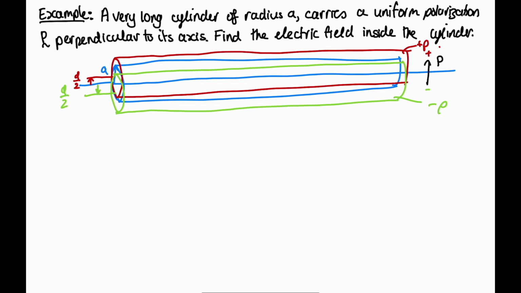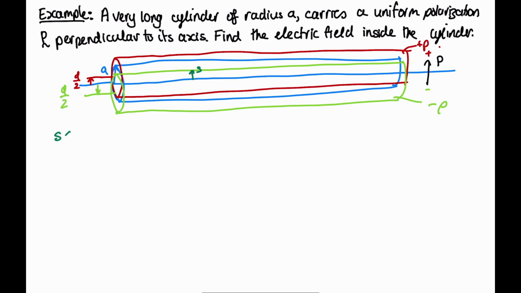Okay, now if we want to find the electric field inside the cylinder, let's work out how we could find the electric field a distance s above the axis of the cylinder. So let's consider this point here, which is a distance s above the cylinder. I haven't purposely drawn it on that green line. That's just a coincidence. This s is anywhere.